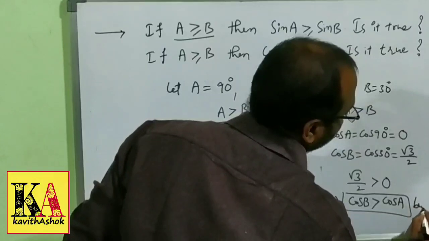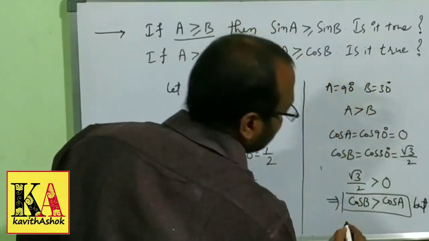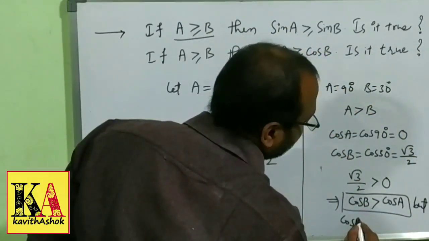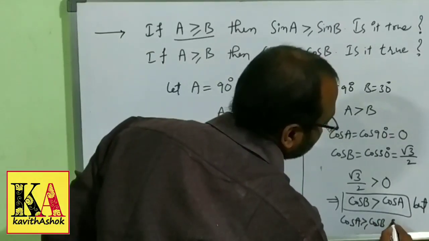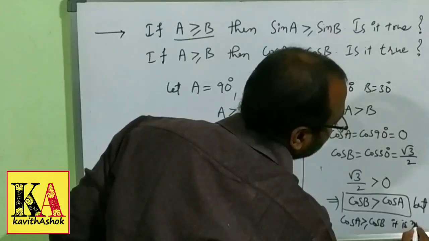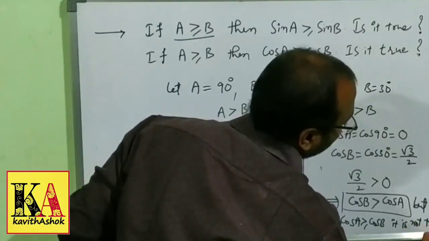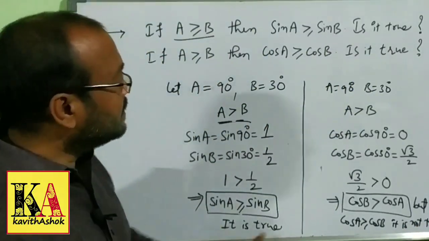But what is given here? Cos A value is greater than or equal to cos B. So it is not true. It is true here, it is not true here.